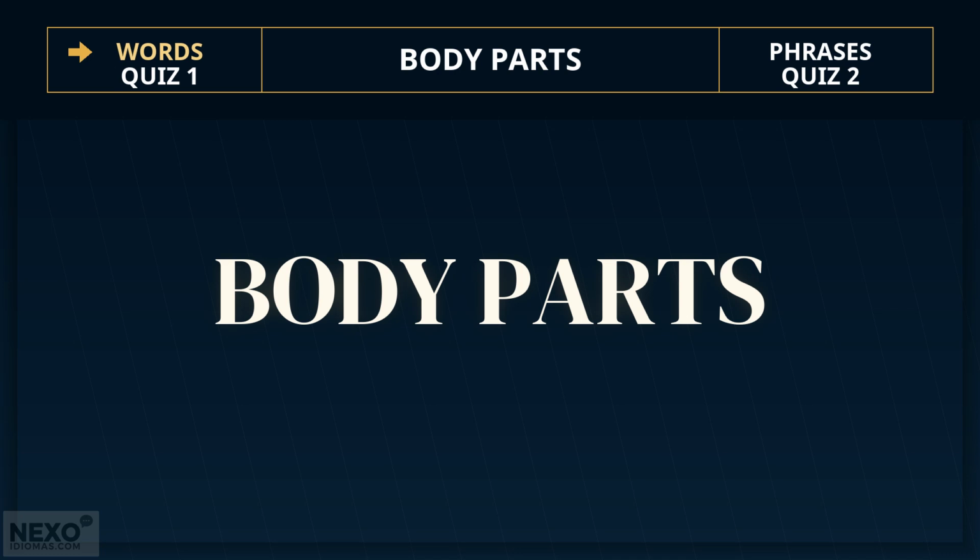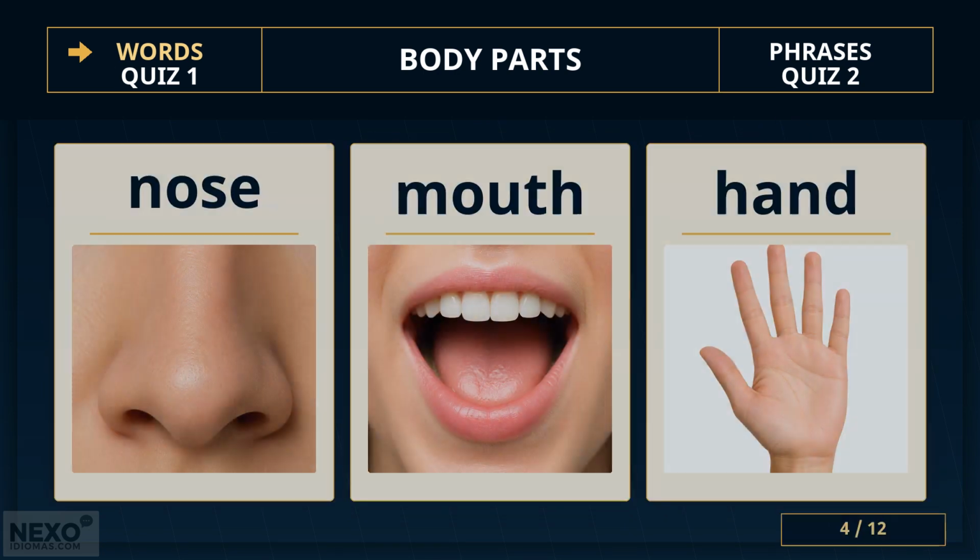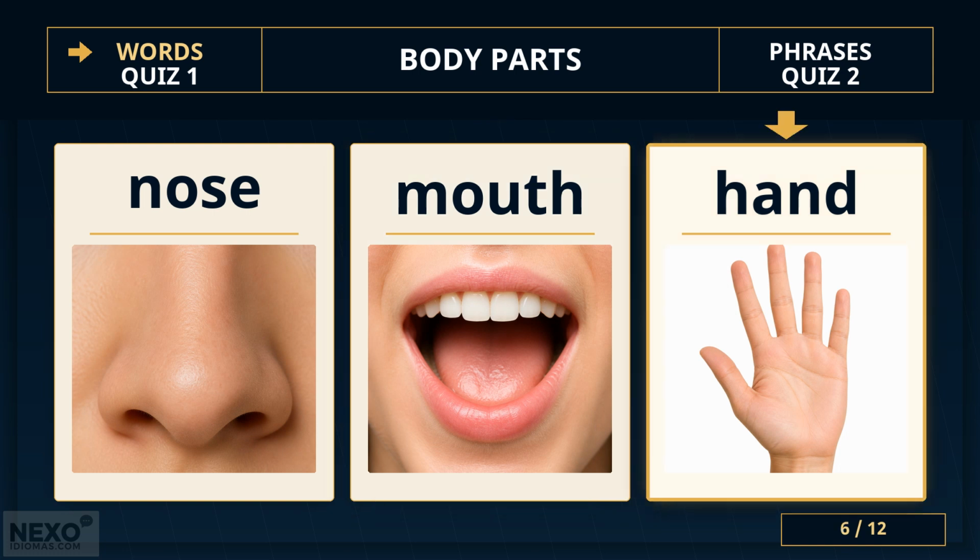Body parts. Head. Eye. Ear. Nose. Mouth. Hand.